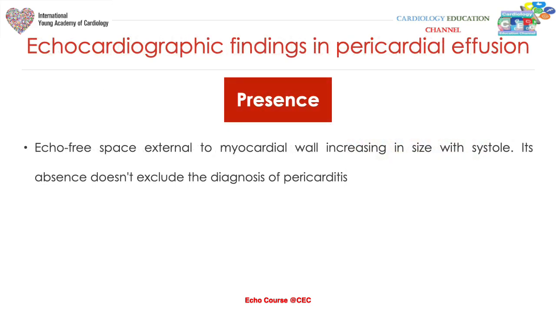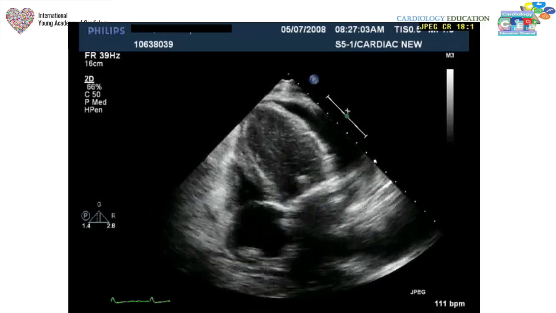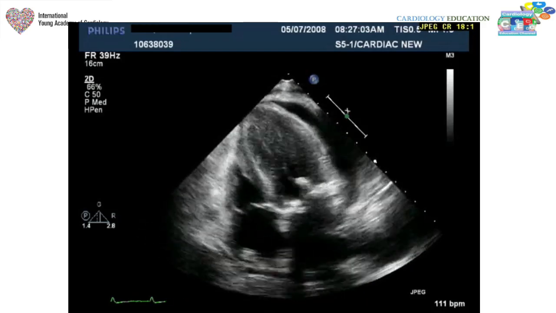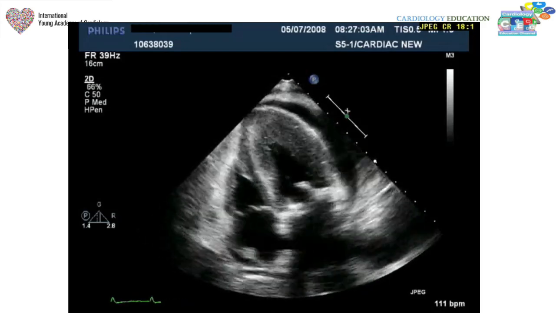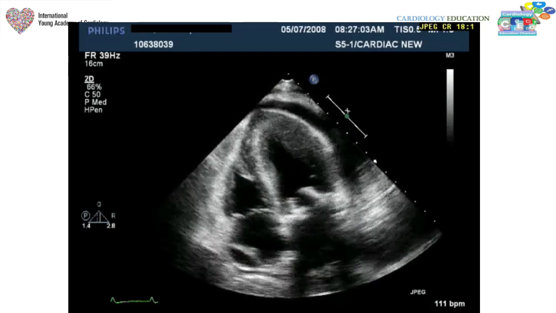So, what are you looking for by echocardiography to assess a pericardial effusion? If you do an echocardiography to assess a pericardial effusion, you look, number one, for the presence, if there is a pericardial effusion or not. As we had said before, the pericardial effusion appears as an echo-free space external to the myocardial wall, increasing in size in systole, and its absence doesn't exclude the diagnosis of pericarditis. So as we're looking here, this amount around the heart is a pericardial effusion. So now we confirm that it is present.